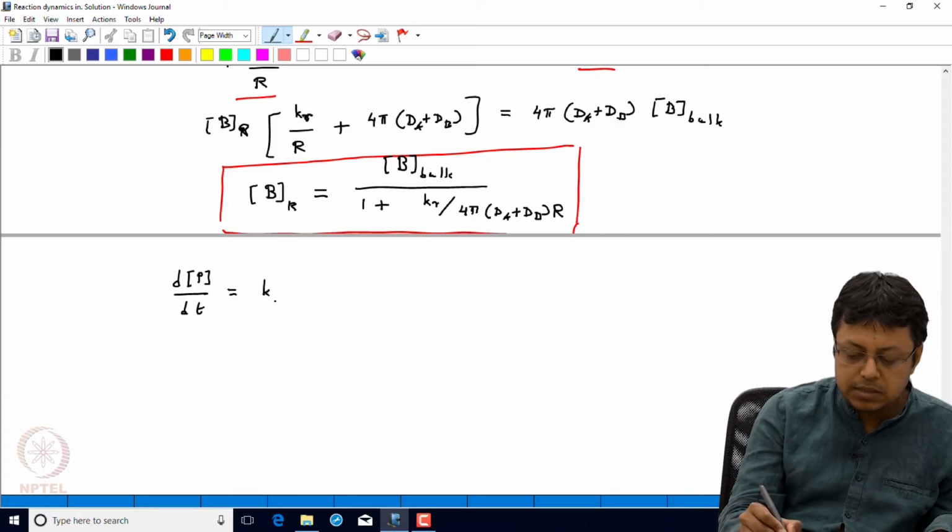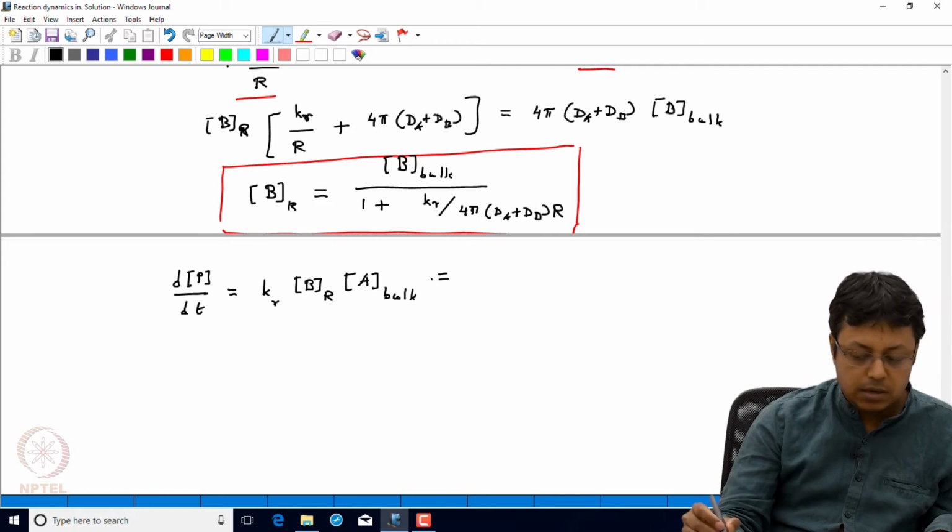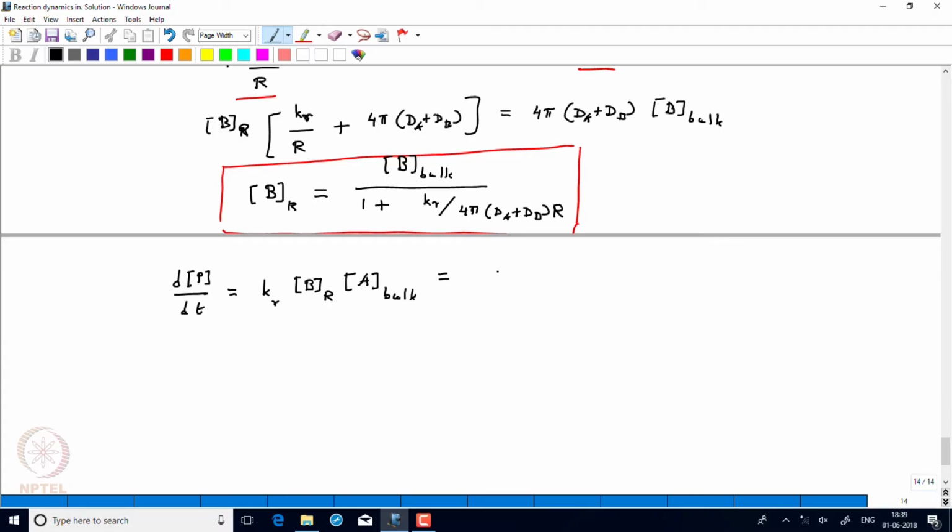Let us write it once again. This is the reactive rate times the local concentration of B times the bulk concentration of A, which is nothing but, now that we have already solved it, the local concentration of B. So, it will be nothing but Kr divided by 1 plus Kr by 4 pi dA plus dB into R, times A bulk times B bulk.